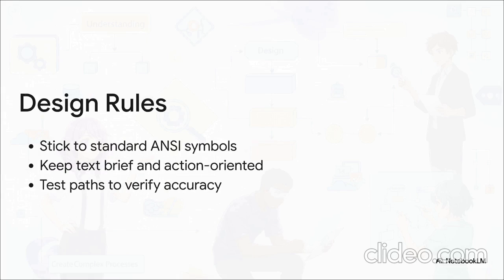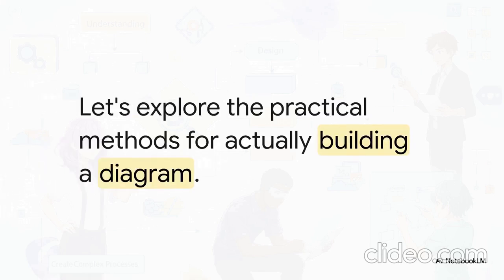Next, we've got our design rules for maximum clarity. Rule number 1, always stick to the standard symbols we talked about earlier. Don't go inventing your own shapes unless you actually want to confuse everyone. Keep the text inside those shapes brief, minimalist, and action-oriented. And finally, test it out. Do a table read. Walk through the paths to verify accuracy and make sure your design, like font sizes and colors, is totally consistent.